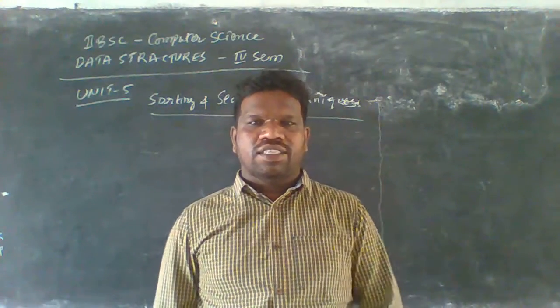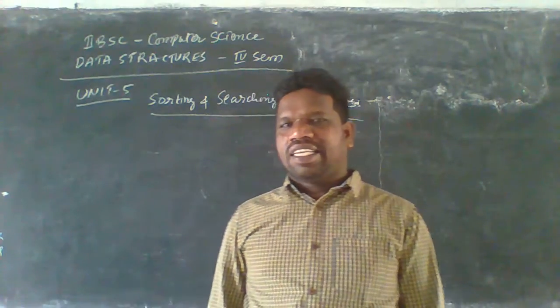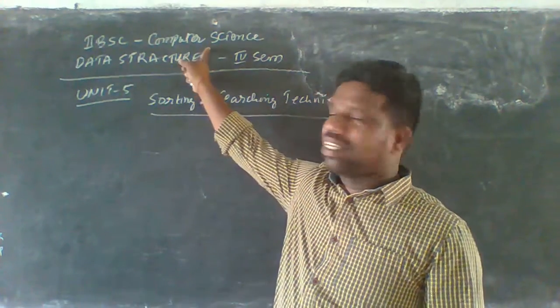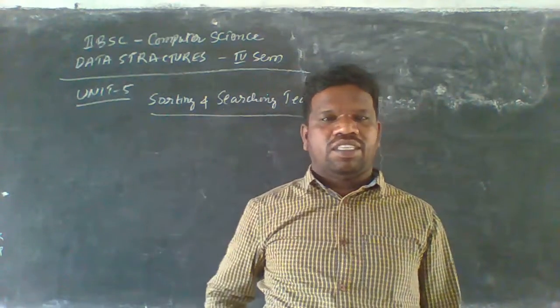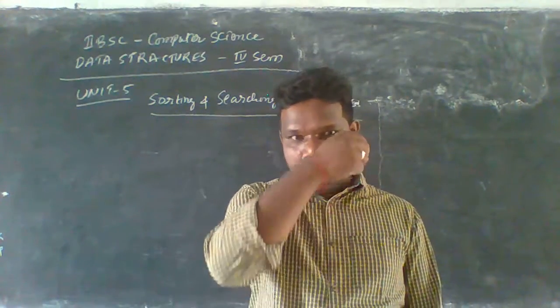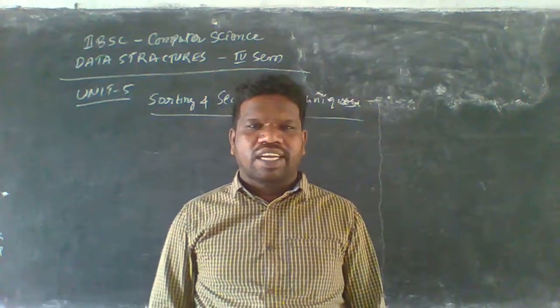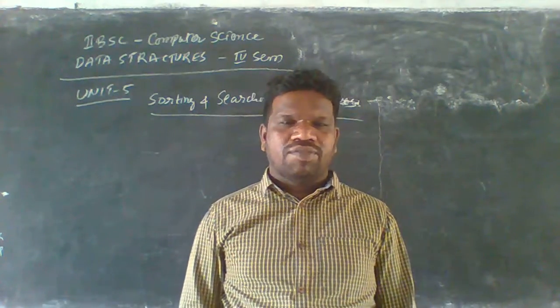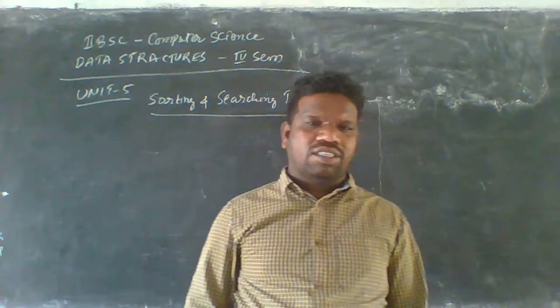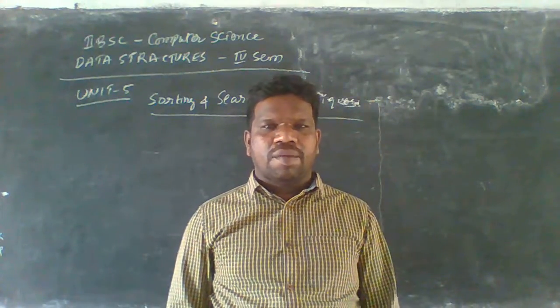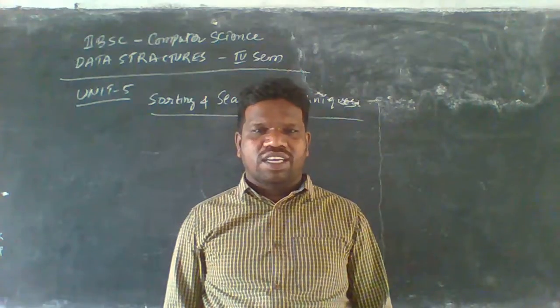In this session, I am going to talk about the second BSc Computer Science paper, that is called Data Structures, in the fourth semester. This paper comes under the second BSc Computer Science of any stream. Paper number is four.